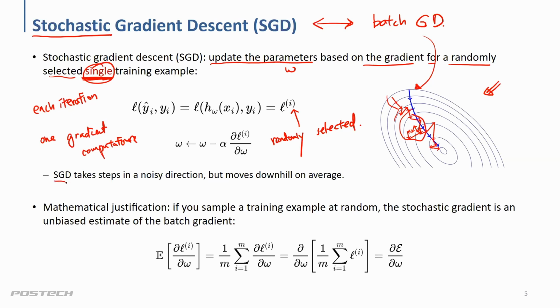So stochastic gradient takes a step in noisy directions. There's a lot of uncertainty and randomness in it. But the good thing is, it's going to move downhill on average. That's the key thing. During the iteration process, sometimes if you're not fortunate enough, the point is going to move in noisy directions, but in general, on average, it's going to move downhill.